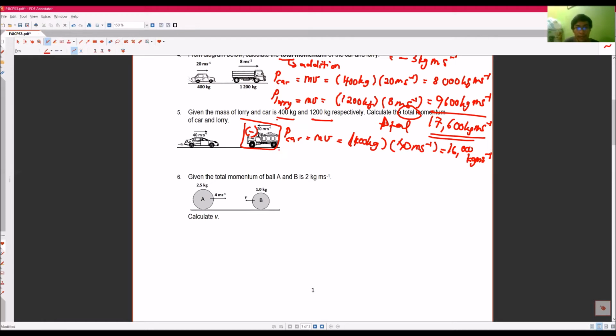So P lorry equals mv, m is 1,200 kilogram, v is negative 20 m s^-1 because of the opposite direction. We got negative 24,000 kg m s^-1.